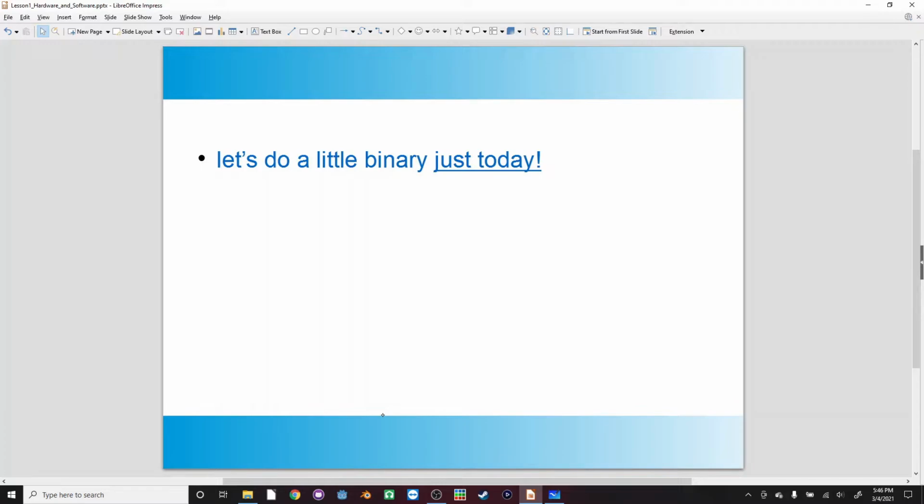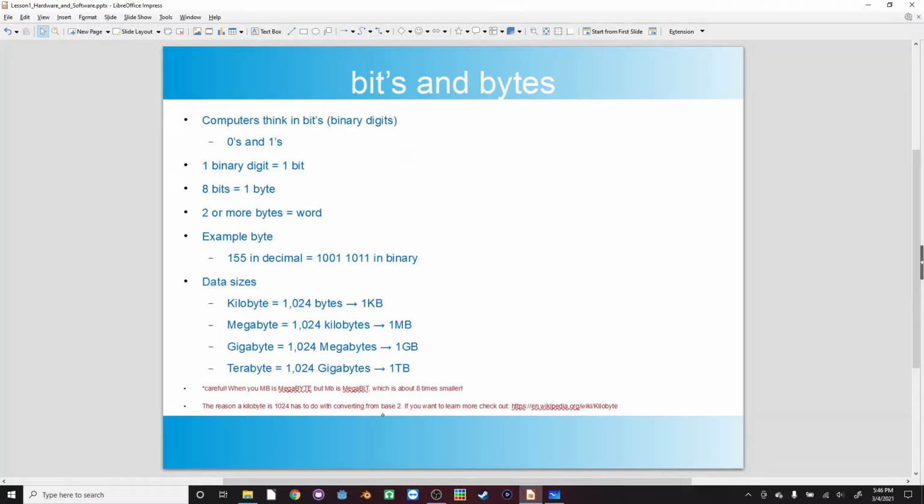Okay, let's do a little binary today. Okay, this is going to be the most boring and difficult part of this whole thing, but I'm sorry, and I hate PowerPoints. I hate presenting them. I hate making you watch them. I promise I will try to do as much shitty drawing as I can, but I'll try to step away from PowerPoint presentations more and more as time goes forward.